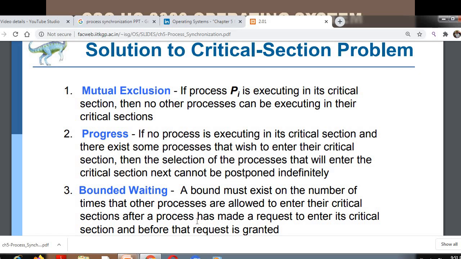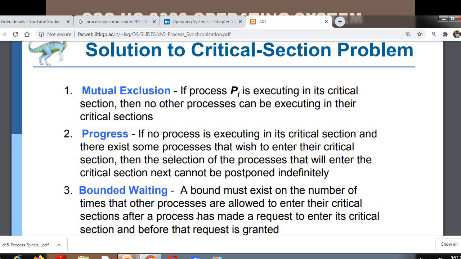Number 2, progress. If no process is executing in the critical section and there exist some processes that wish to enter their critical section, then the selection of the process that will enter the critical section next cannot be postponed indefinitely. We may create some priority for the processes so that progressively they can try to enter into the critical section.